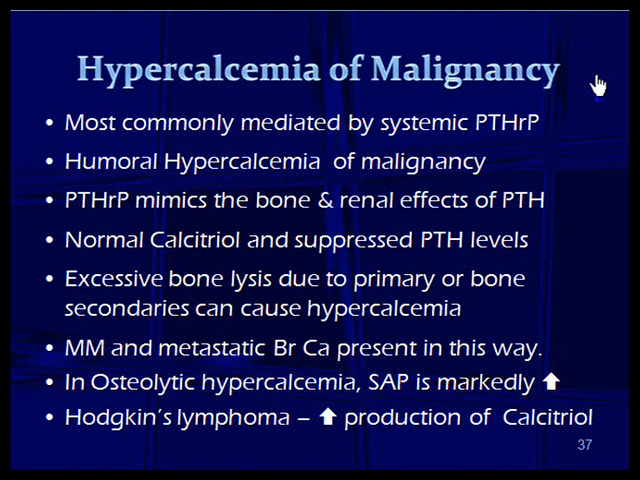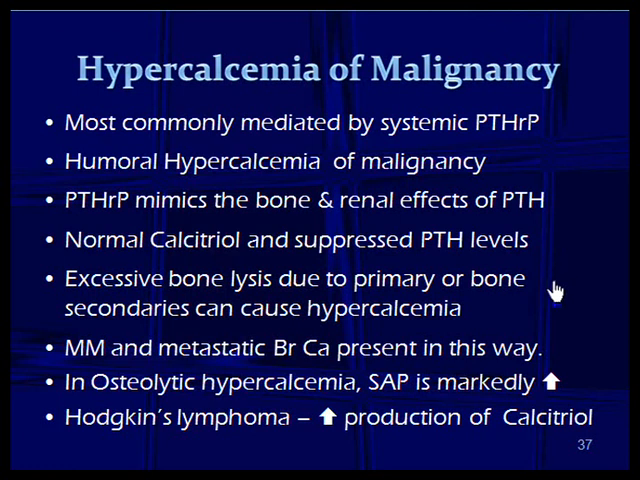We have seen the hypercalcemia due to hyperparathyroidism and the hypercalcemia due to vitamin D toxicity. Now in this slide we see the hypercalcemia of malignancy. As we have already discussed, the hypercalcemia of malignancy is mostly mediated by systemic parathyroid hormone related peptide, also called the PTHRP. It is also called humoral hypercalcemia of malignancy. PTHRP mimics the bone and renal effects of PTH and is not suppressed by the calcium. Normal calcitriol and suppressed levels of PTH can be seen in the blood.